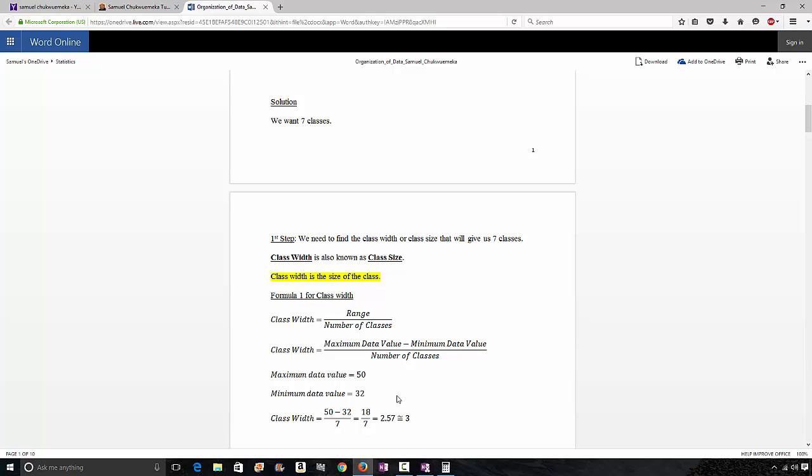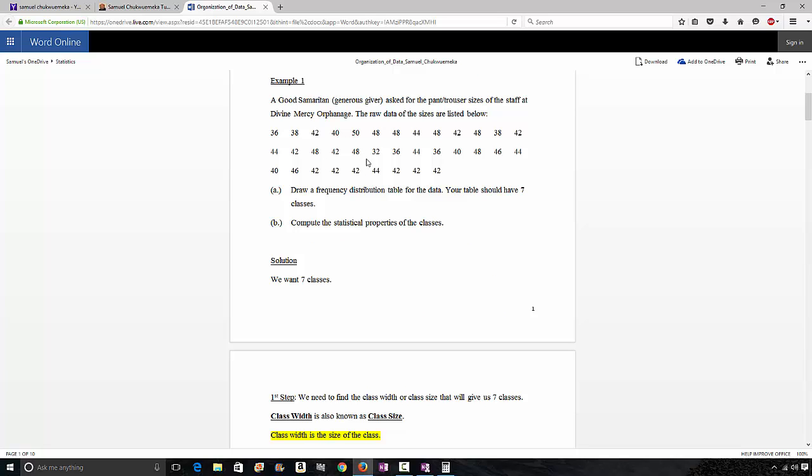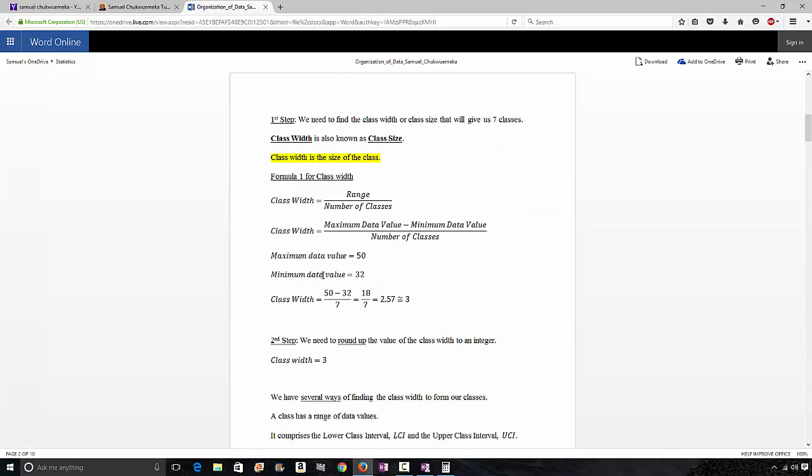The next thing to do is to write your classes or class intervals. So we want to start with 32. But it is not a hard and fast rule. Depending on your data values, you might want to start with a smaller number than 32, provided you eventually want 7 classes. In this particular example, which I have done already, I started with 32. But you must not always start with the minimum data value. You can start with a data value that is lower than the minimum. It just depends on the data values that were given to you. So just take note of that.